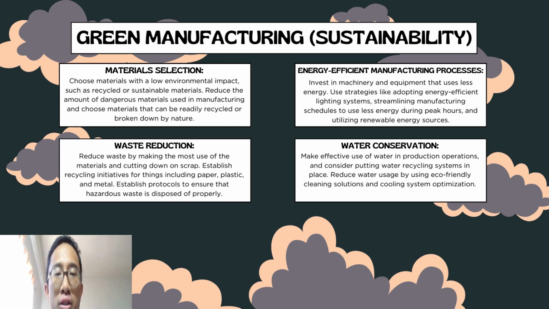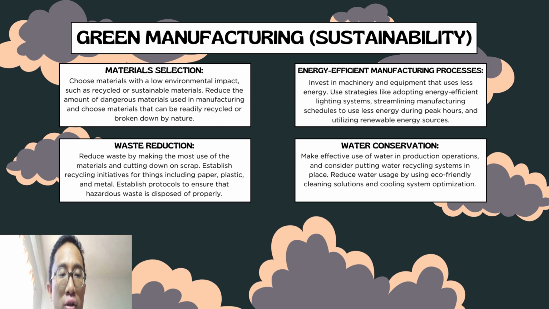Next, it is important to also do sustainability for the environment, which is green manufacturing. For the first step, we can do material selection. We should choose materials with low environmental impact, such as recycled or sustainable materials. We should reduce the amount of dangerous materials used in manufacturing and choose materials that can be readily recycled or broken down by nature.